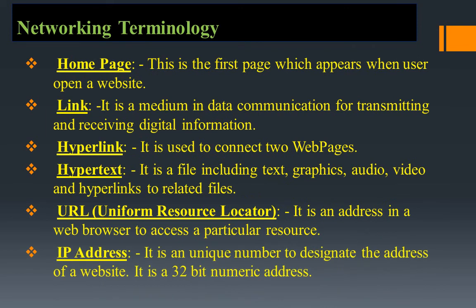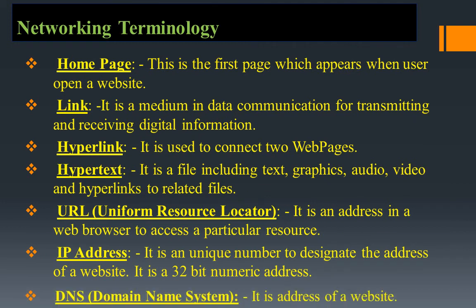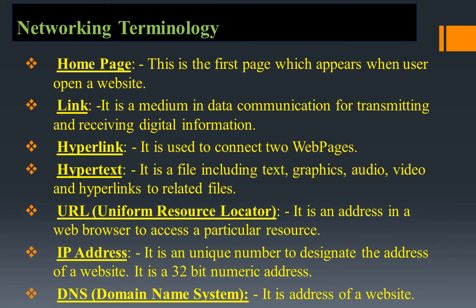Then next, IP address, Internet Protocol address. It is a unique number to designate the address of a website. It is a 32-bit numeric address. Every computer, every PC, laptop that we use on the internet has an IP address. Then last is DNS, Domain Name System. It is the address of a website.